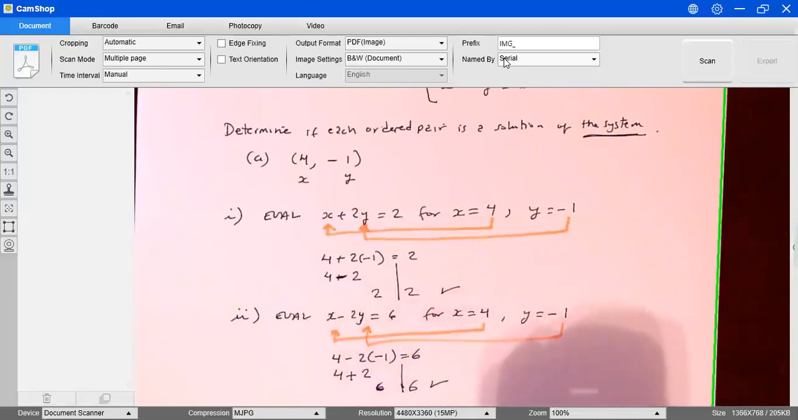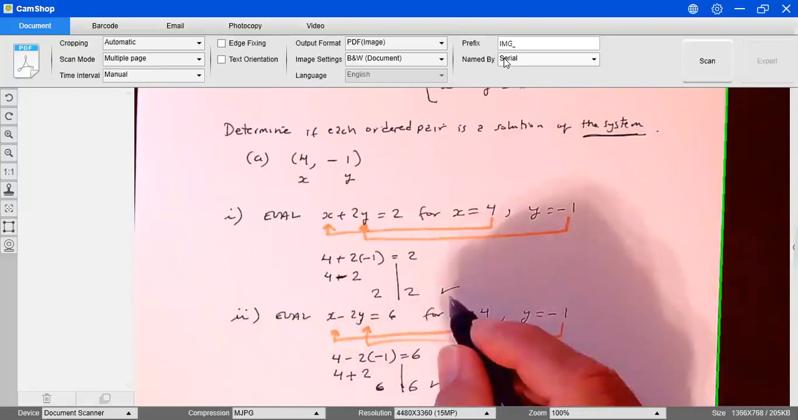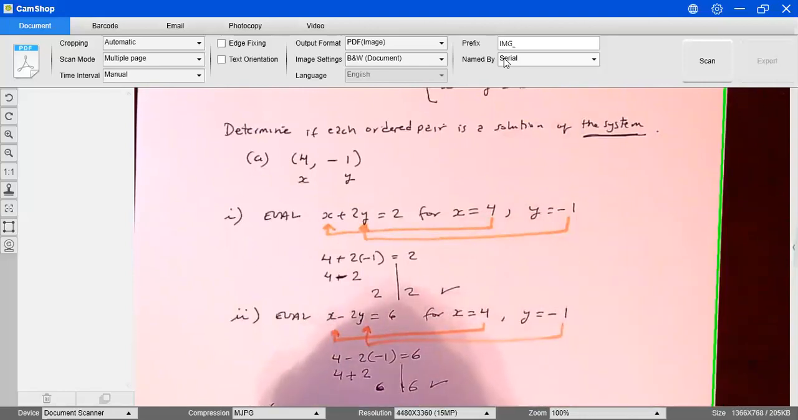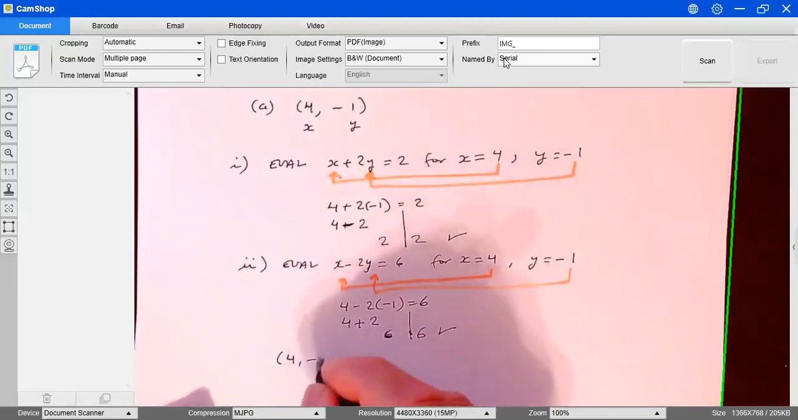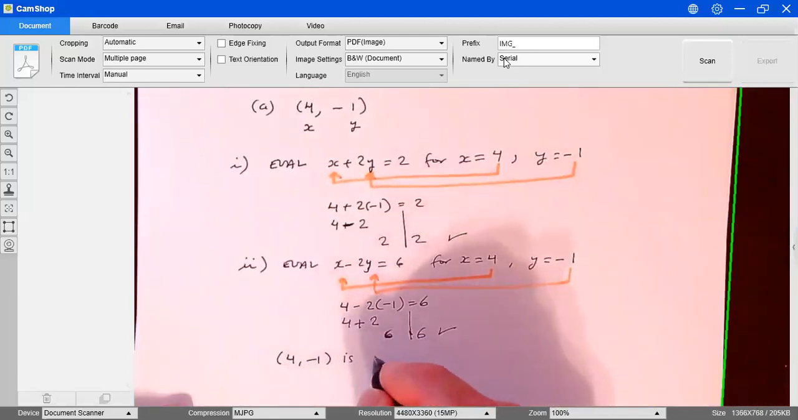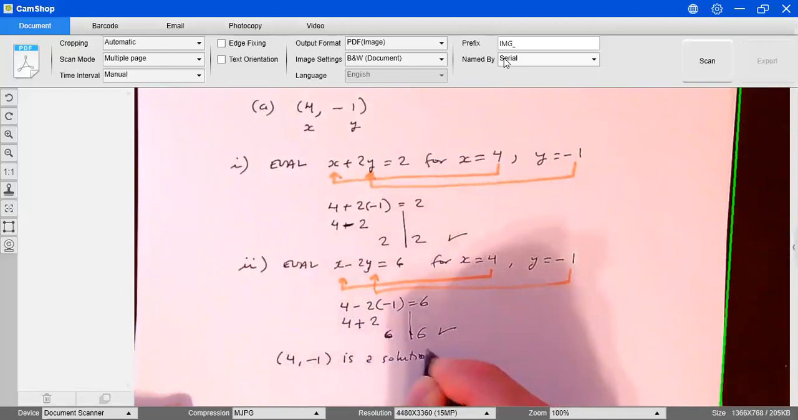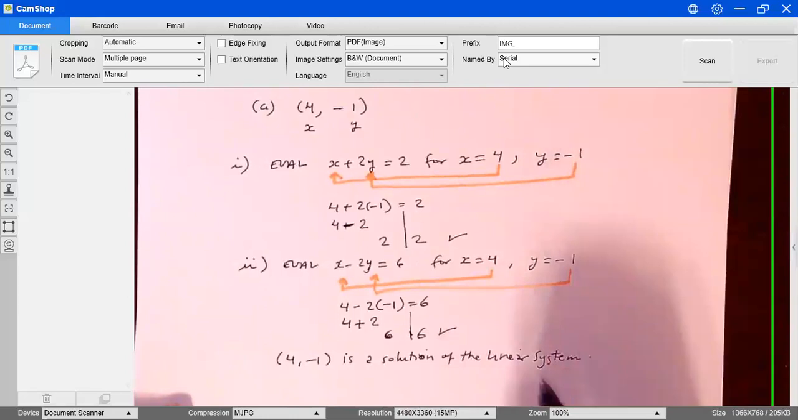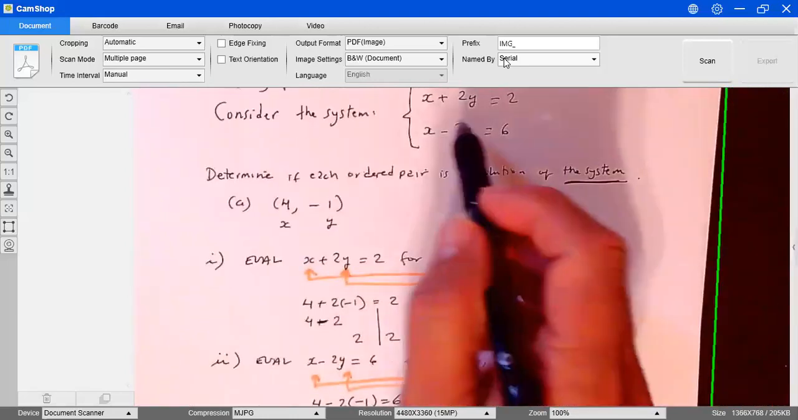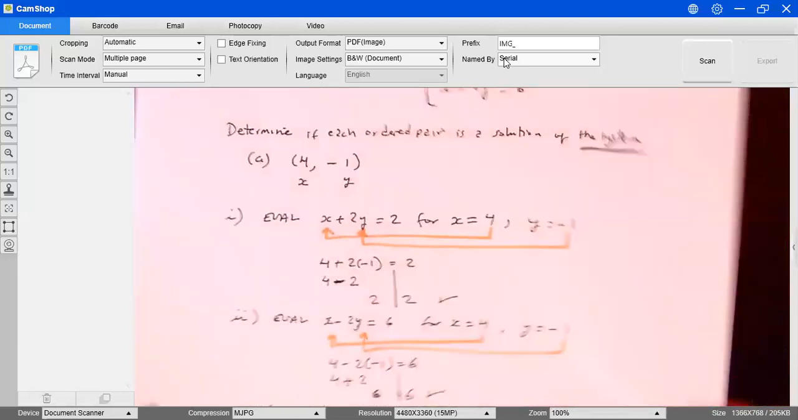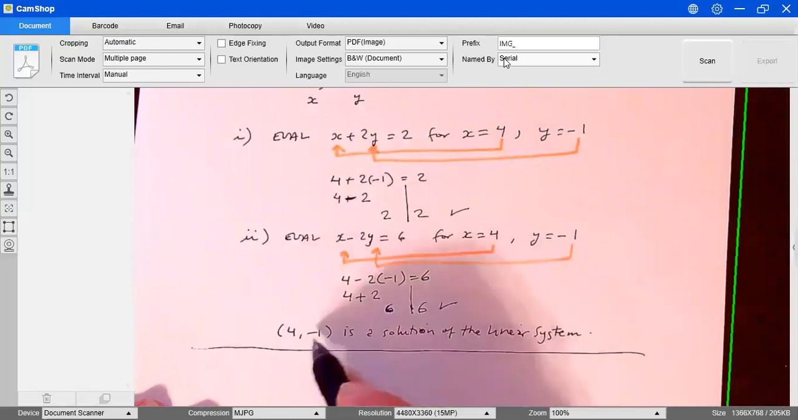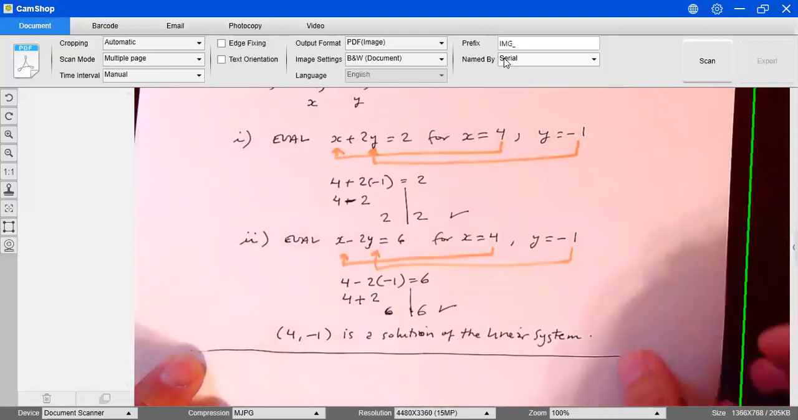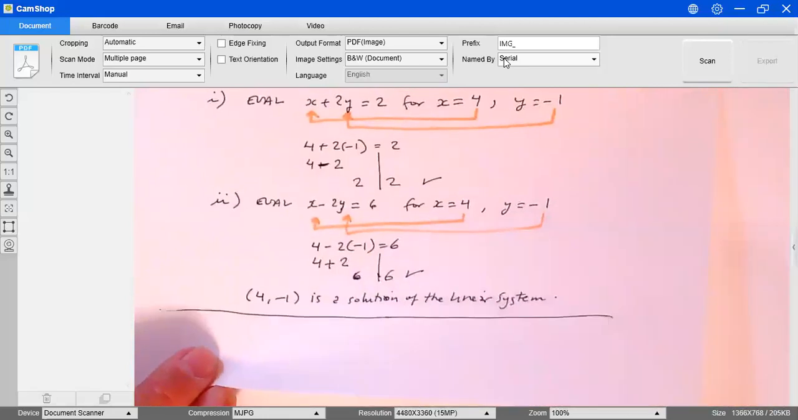So now both equations are satisfied. That means that the point (4, -1) is a solution of the linear system, the system that was provided at the very beginning, this one. So we found that this point satisfies both. So this point should be the intersection point of the graph of the two lines. Now we're going to work a different point for the same system.